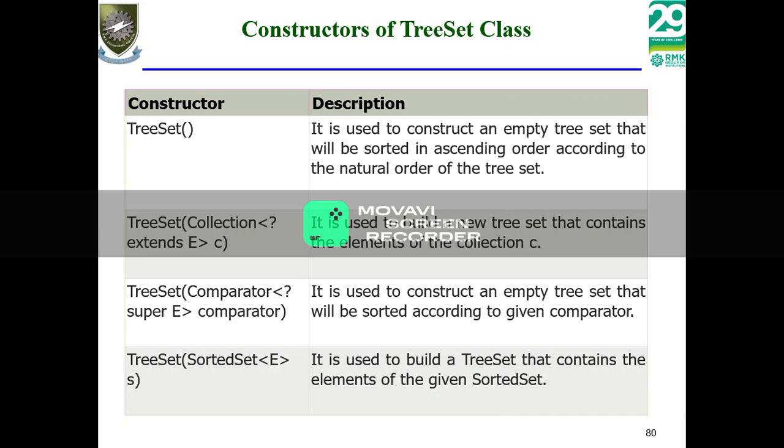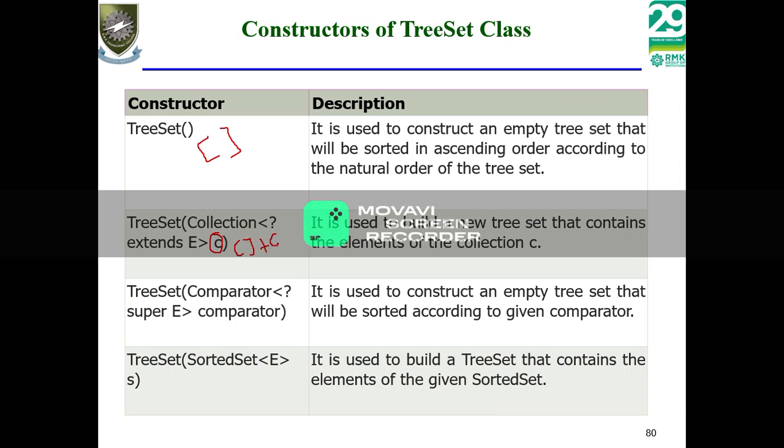Next we are going to see what constructors we have in TreeSet. First one is the default constructor. It is not going to have any elements; it creates an empty set. The next one is TreeSet with a collection: you can pass any collection as a parameter. Initially it will be empty, and it is going to be merged with the collection which you have passed.